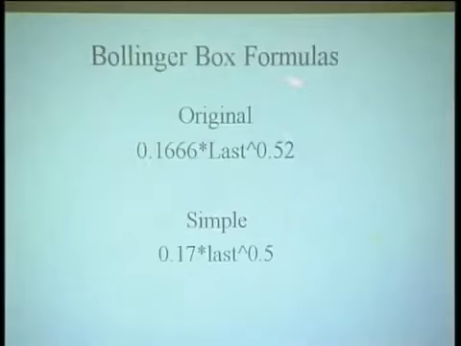Well, 0.52 power is almost the square root. It's almost sitting exactly on the square root. So why not simplify that formula? It's 17% of the square root of the last. That's a Bollinger box size. So if we had a $100 stock, the square root of 100 is 10. So 17% of 10 would be 1.7. So the box size using Bollinger boxes for a $100 stock is 1.7.